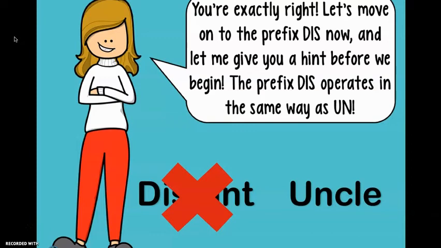Also, uncle. Uncle has the same two letters at the beginning, un, but it's not a prefix added on to cle to make a word. This is just one complete word, so that is not a word using a prefix.